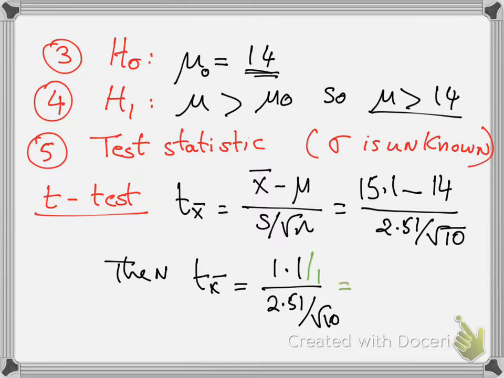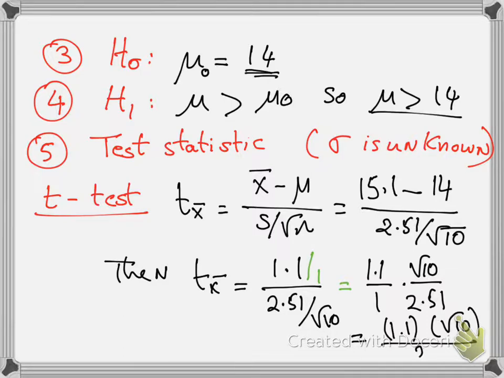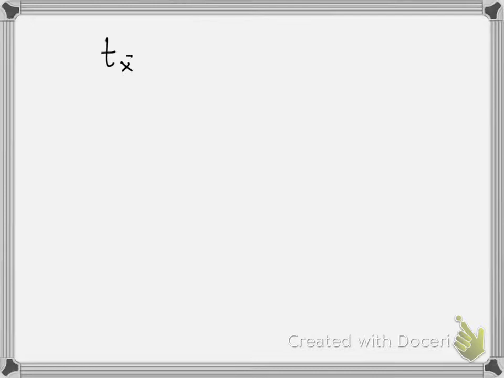So this is actually 1.1 over 1 times, and you flip, square root of 10 over 2.51, okay? So that's actually 1.1 times square root of 10 divided by 2.51, okay? So actually t x bar is going to be equal to 1.386.